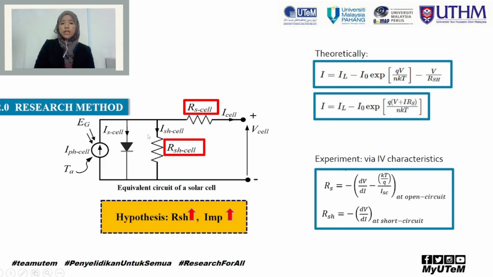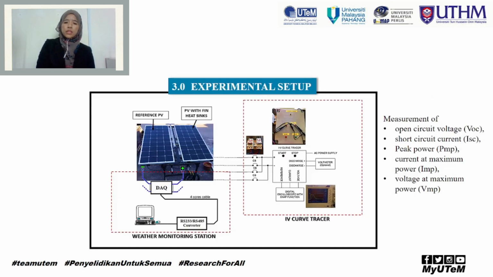If it's an ideal circuit of a solar cell, this shunt resistance doesn't exist. It's just a pure PN junction without these two resistor components. So theoretically, we want I to be as high as possible by making this RSH, the shunt resistance, higher and RS lower. This can be realized experimentally, and in my case I've been comparing between the conventional PV module and the one with the cooling heat sinks.